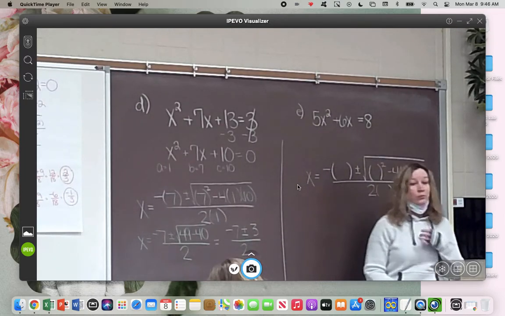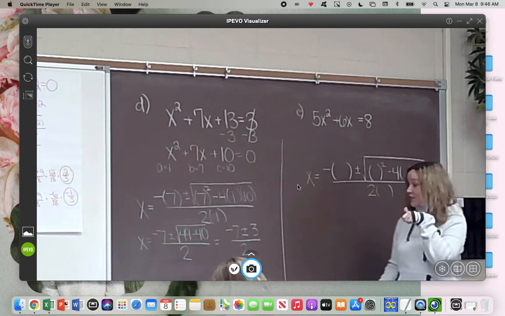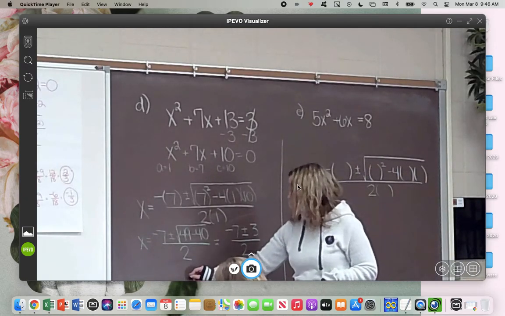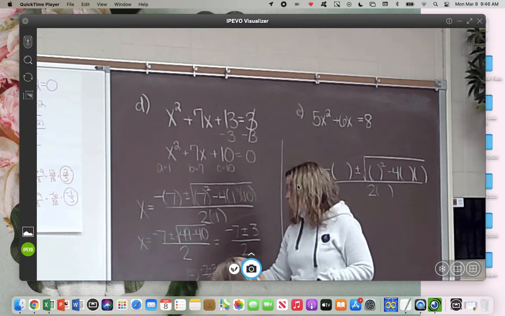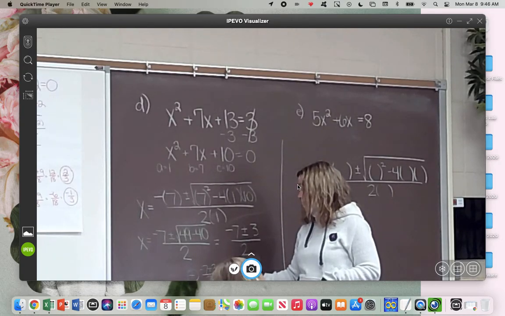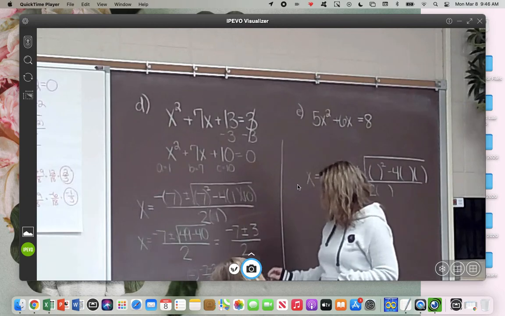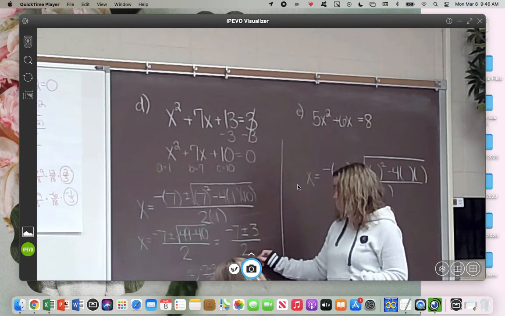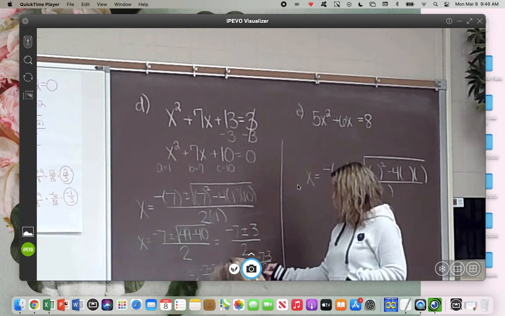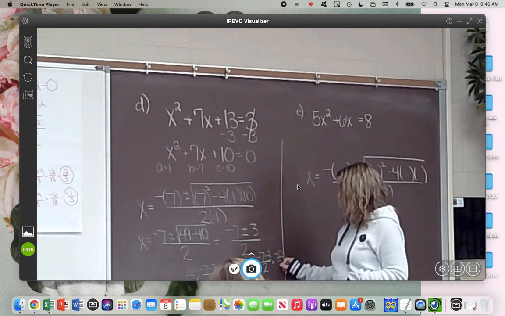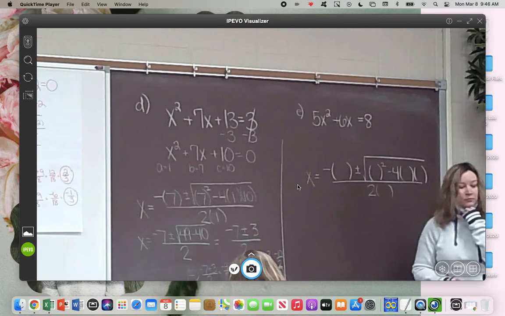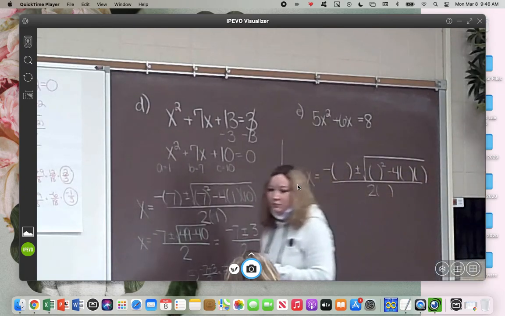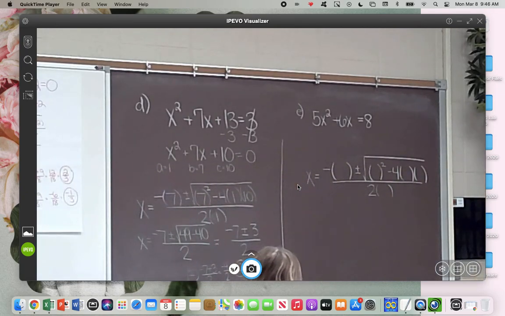How did you guys do? As I walked around, I saw lots of that. So whenever you add, negative 7 plus 3 gives you negative 4. Negative 4 divided by 2 is negative 2. And when I subtract, negative 7 minus 3 is negative 10, divided by 2, which gives you negative 5. Okay, any questions on D?